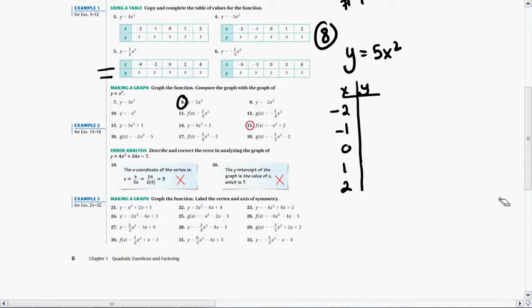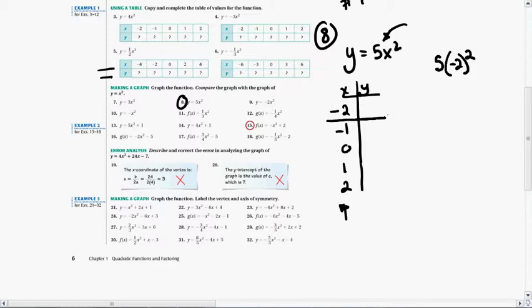To get the other values, so to get my y values, because I want to come up with a bunch of points to graph, I need to replace my x values one at a time into the equation of the function. So let's do it. 5 times -2 squared, so I'm plugging in x equals -2 first.